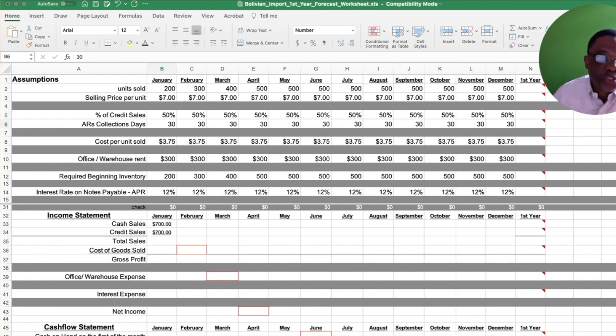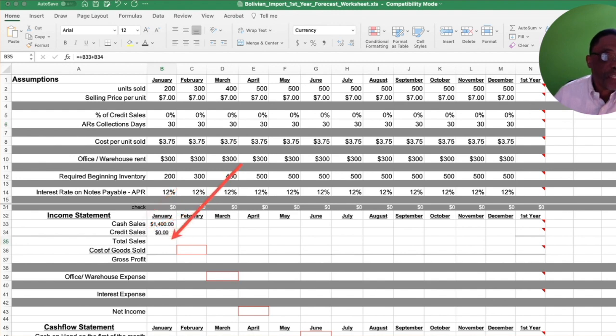Now I'm going to switch the credit sales back to 0 while we populate the rest of the income statement, but I wanted to illustrate how this percentage of credit sales assumption works. So I'm going to switch it back. Now that we've calculated the cash sales and credit sales, I want to calculate total sales, which is going to be just the sum of the cash sales and the credit sales.